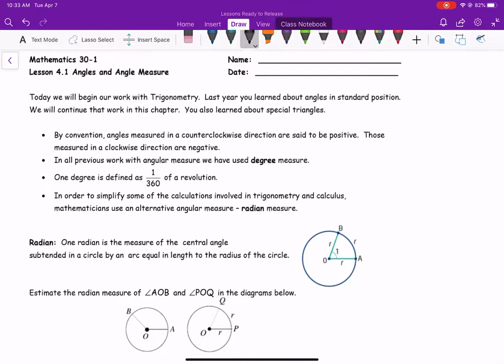Alrighty, folks, here we go. Here's a little test lesson. This is talking about angles and angle measure.